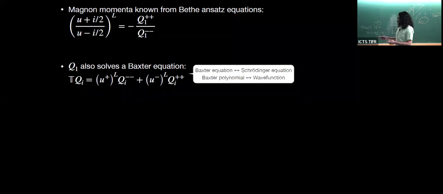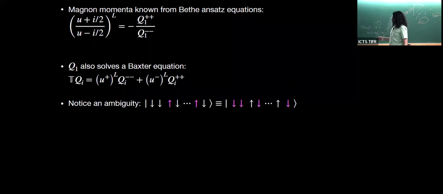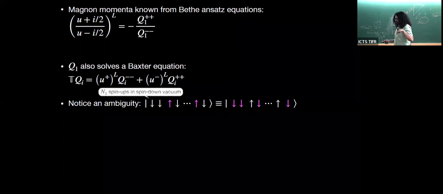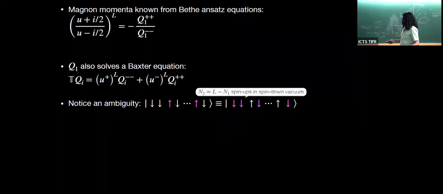And the way to see that is by noticing the following ambiguity. I told you last slide that the ground state of this Hamiltonian is all spins down. However, an equally valid ground state would be all spins pointing up. And these two are completely equivalent, right? So if I have n1 spin-up excitations in a completely spin-down vacuum, this is completely equivalent to saying I have n2, which is L minus n1, spin-down excitations in a spin-up vacuum.